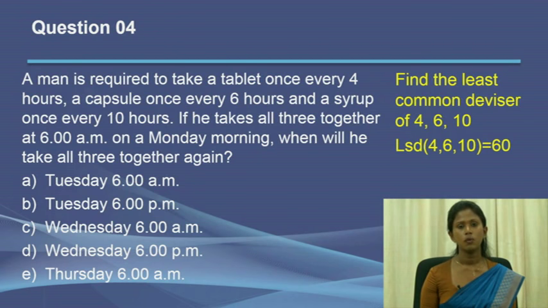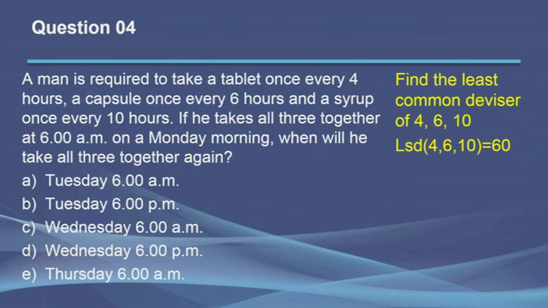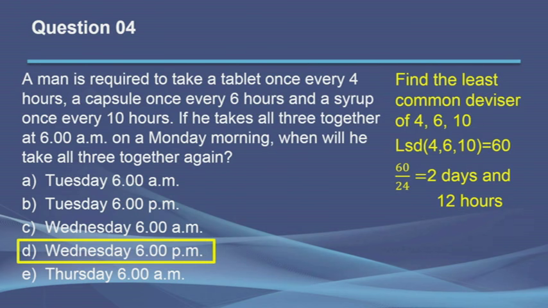So now what we have to do is find which is the day and what is the time, right? In order to find the day, you know that there are 24 hours per day. So we are dividing 60 by 24, which is equal to 2 days and 12 hours. So the answer is Wednesday 6 p.m. So we will see how we obtain Wednesday 6 p.m.